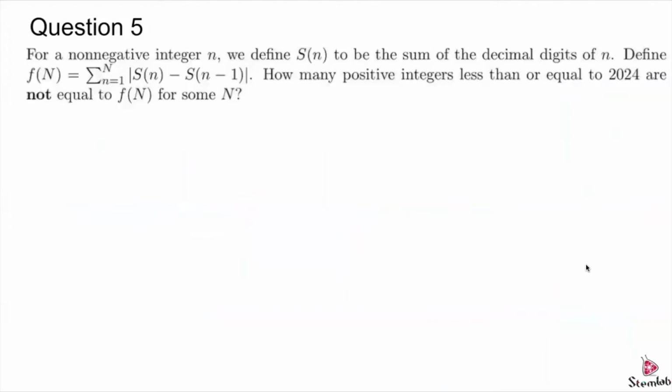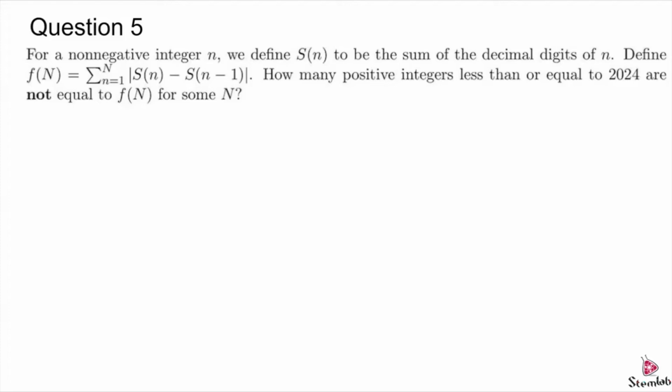Question 5. For a non-negative integer n, we define s of n to be the sum of the decimal digits of n. Define f of n as the summation from lowercase n equals 1 to uppercase N of the absolute value of s of n minus s of n minus 1. How many positive integers less than 2024 are not equal to f of n for some n?